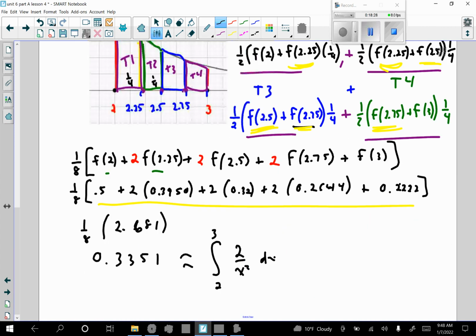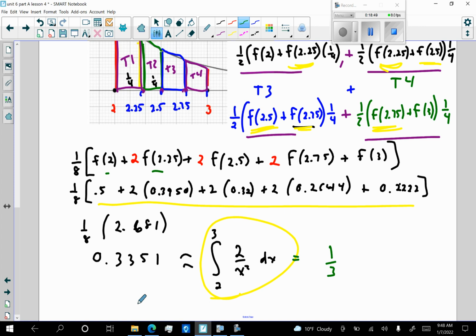And I would ask that you go to your calculator and actually calculate this value. This value is equal to 1/3, which is very, very close. So again, we got the trapezoidal method, a very, very close approximation to the definite integral.